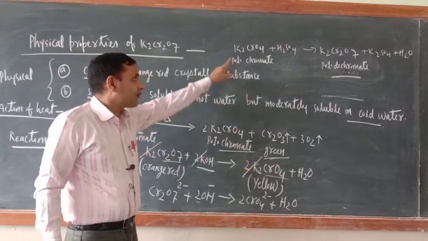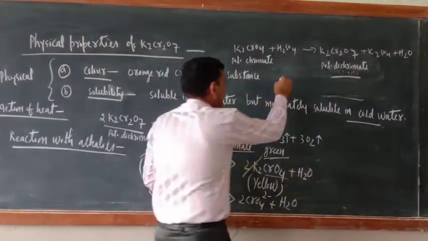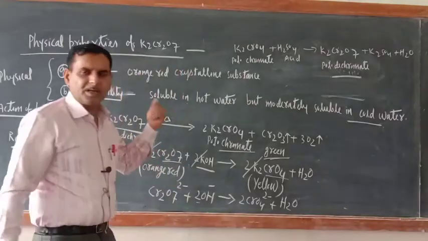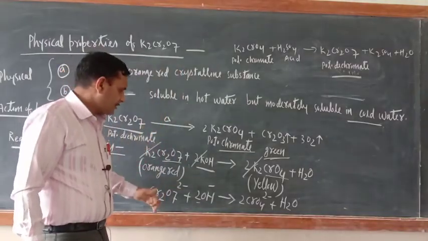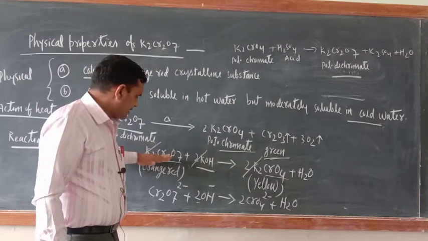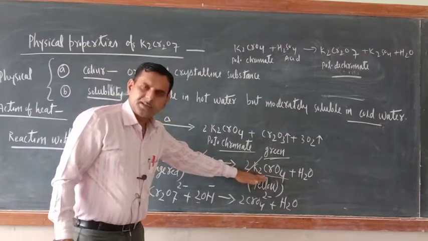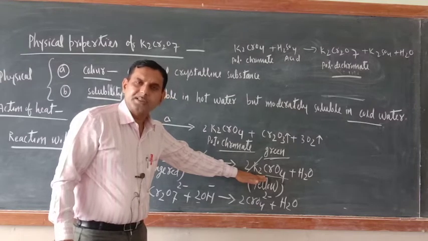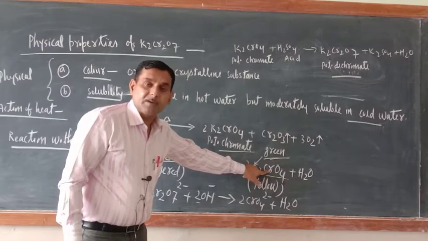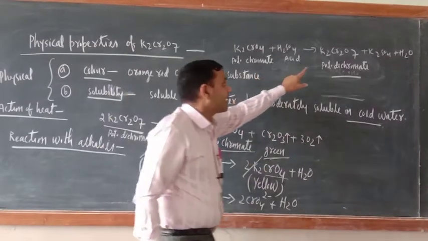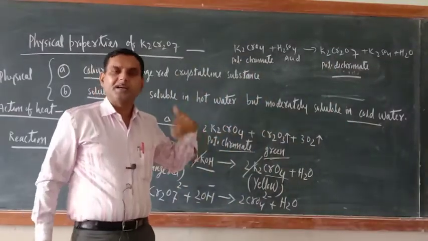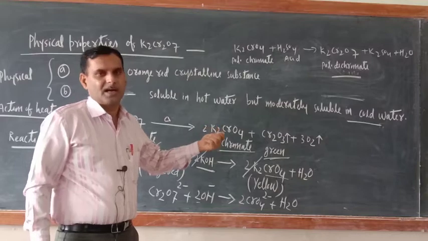So just see, when you are treating potassium dichromate with alkali, then you are getting potassium chromate. But when potassium chromate is treated with acid, H2SO4 is acid or not? So you are getting potassium dichromate. So what is the meaning of this? In alkaline medium, this is getting converted into this one. So in alkaline medium, who is stable? In alkaline medium, chromate ion is stable. In acidic medium, dichromate ion is stable. It means there is an equilibrium between dichromate ion and chromate ion.